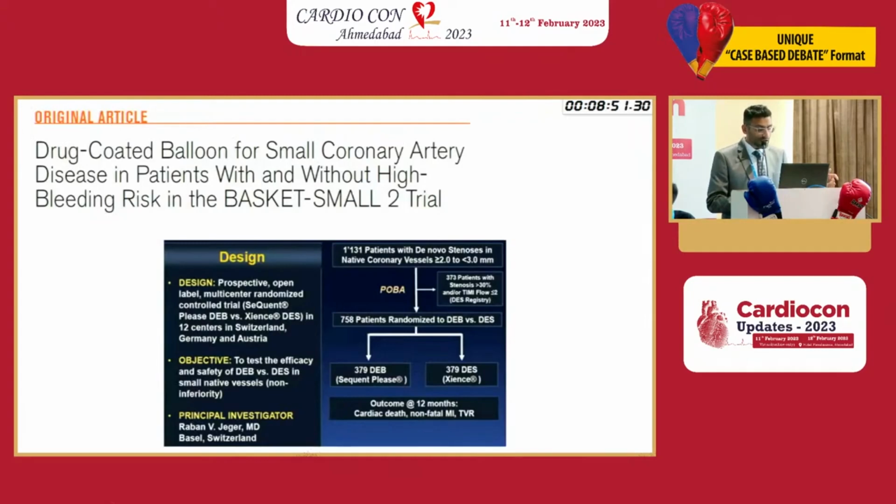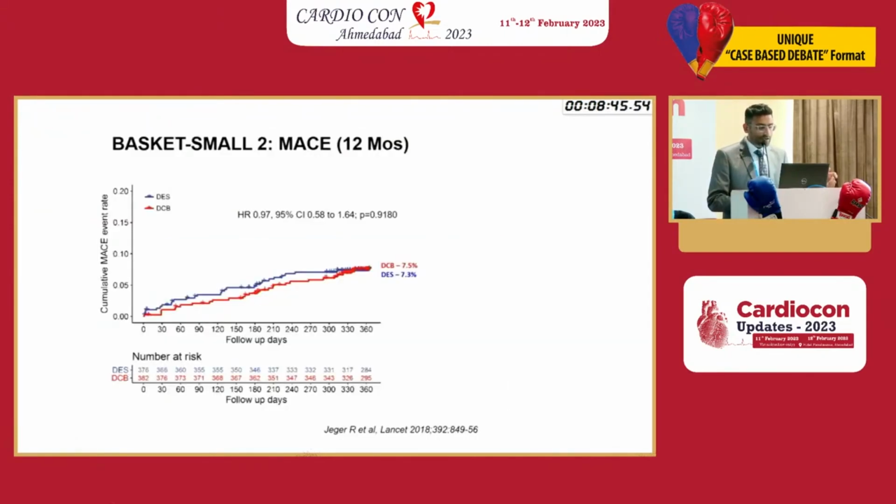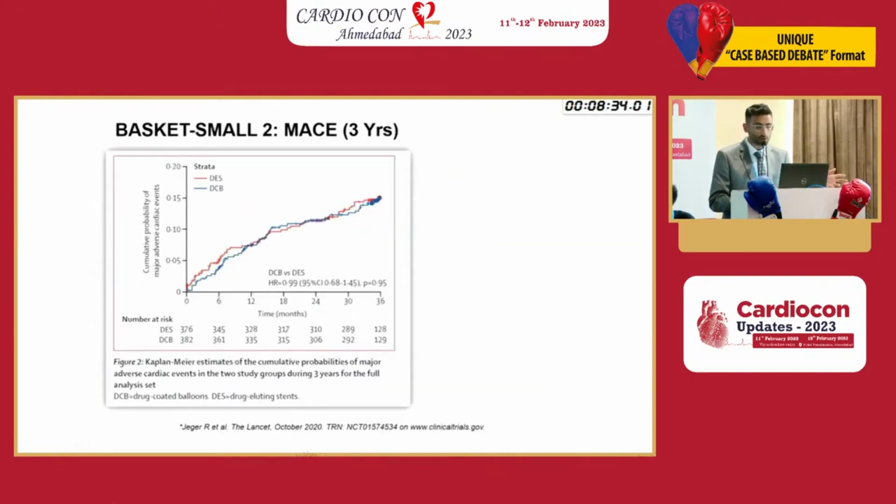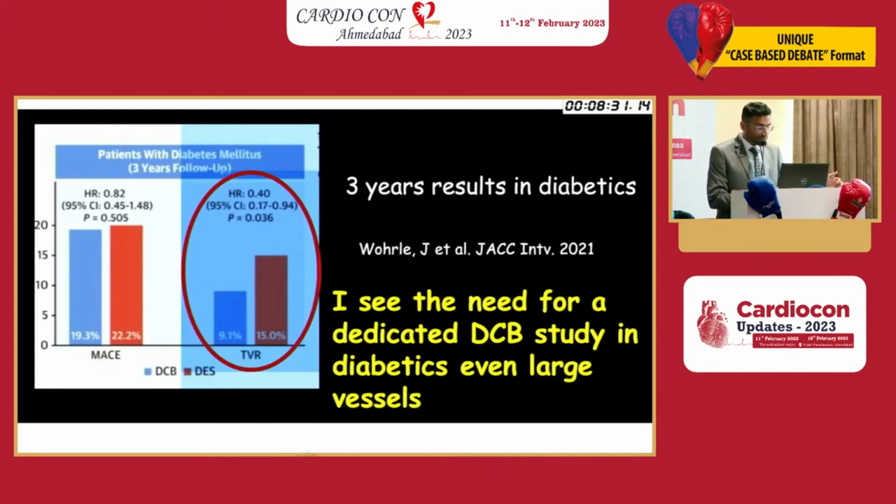In the Basket Small 2 trial, some 380 patients were randomized into a DEB and a DES. At 1 year, it was a non-inferiority trial for MACE, and not only for MACE, even for target vessel revascularization, MI, cardiac death, everything was non-inferior, and it continued even at 3 years. This is Antonio Colombo's slide: if you just take out the diabetic arm in this trial and study the 3-year results, the target vessel revascularization is 9% in DCB and 15% in DES. So a gross difference. So not only in small vessels, a DCB study should be done in large vessels also in diabetics.